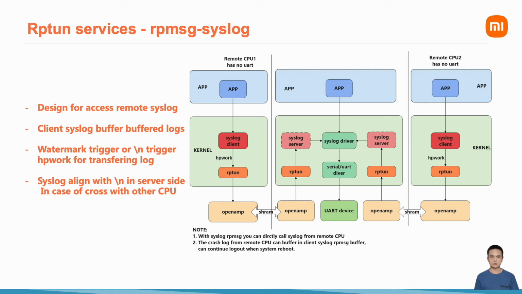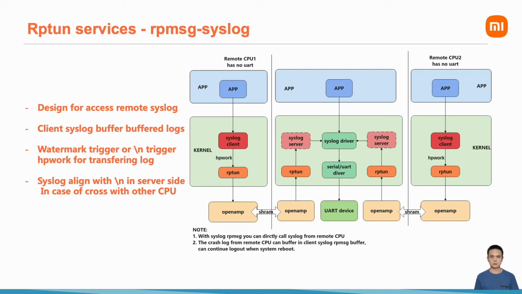rpmsg-syslog. This is designed for accessing remote syslog. Let's see the picture. If the main CPU has a physical UART, syslog can directly print to the user from this device. And remote CPU 1 and remote CPU 2 have no physical UART, but they also want to syslog to the user.